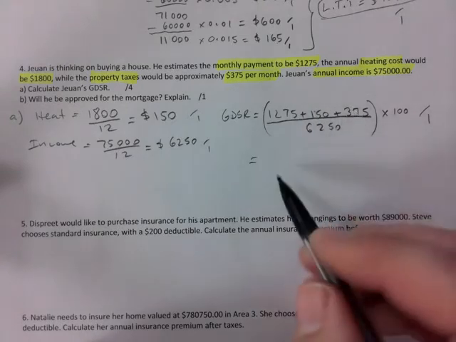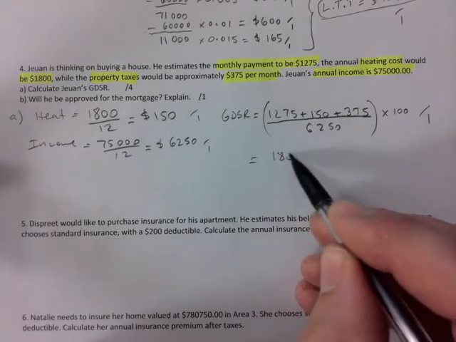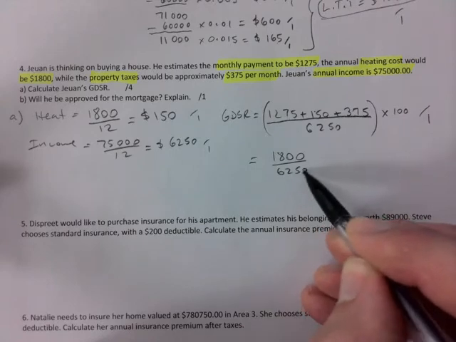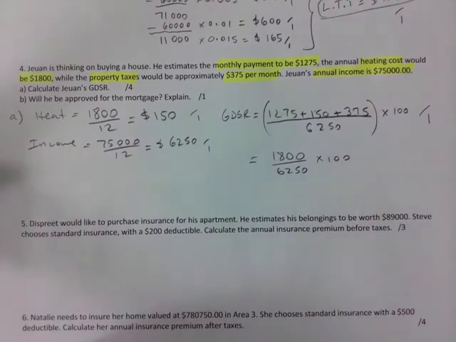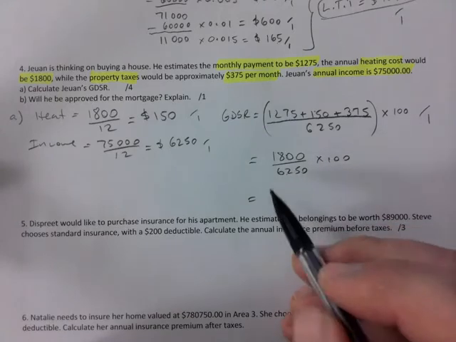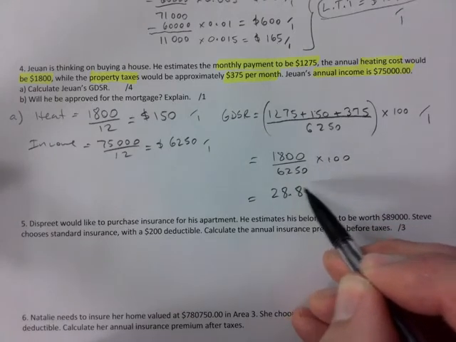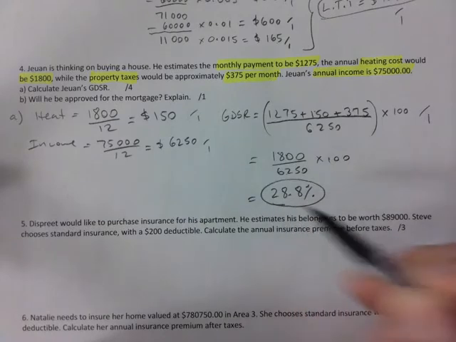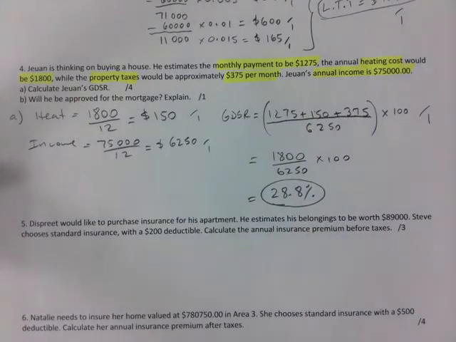I would add up the top here, which is 1800 divided by 6250 times 100. So if you divide this and multiply it by 100, you get 28.8%, and that is the GDSR that we're after.